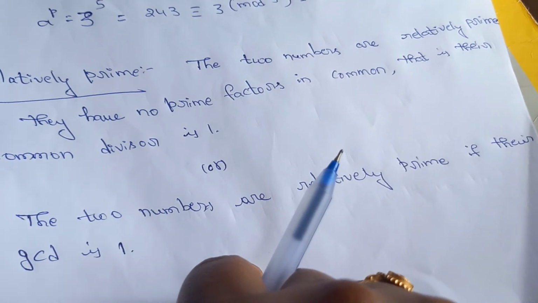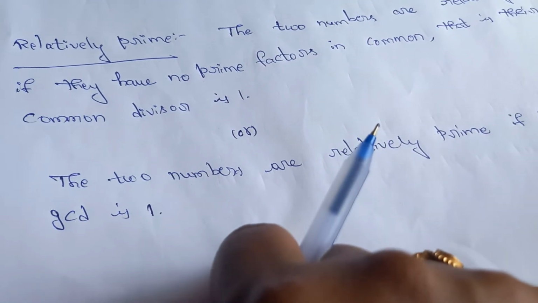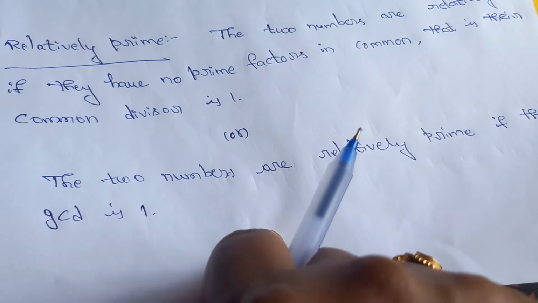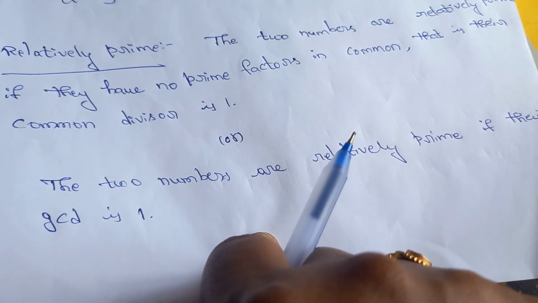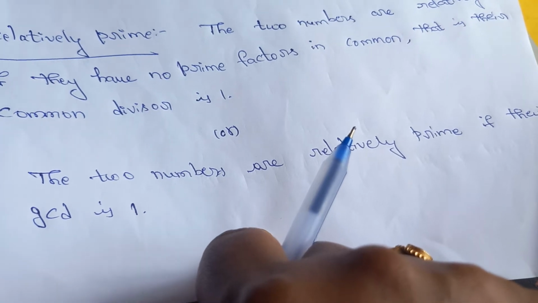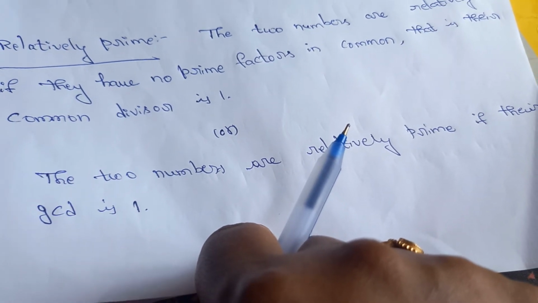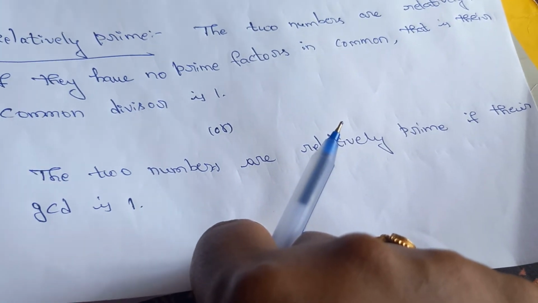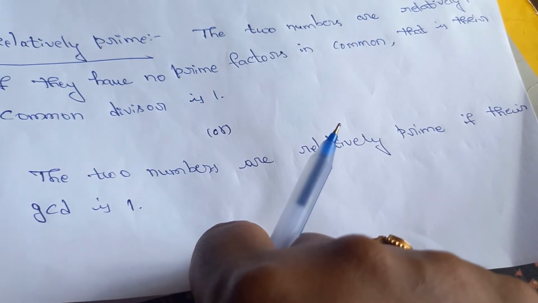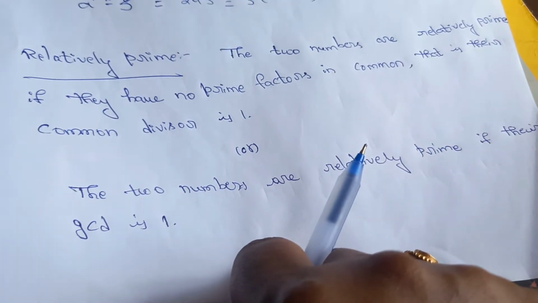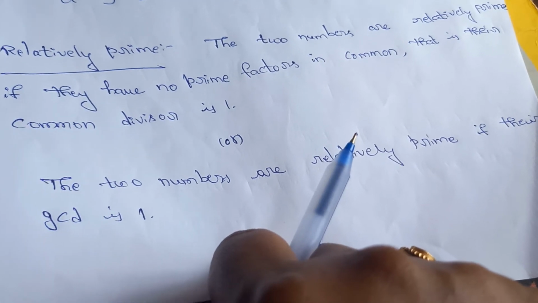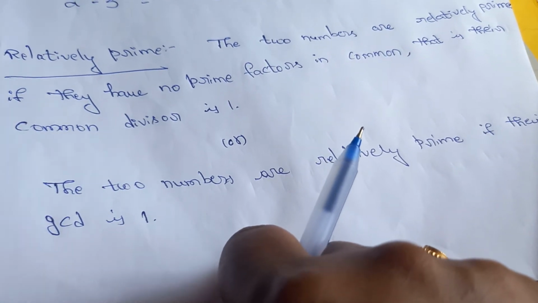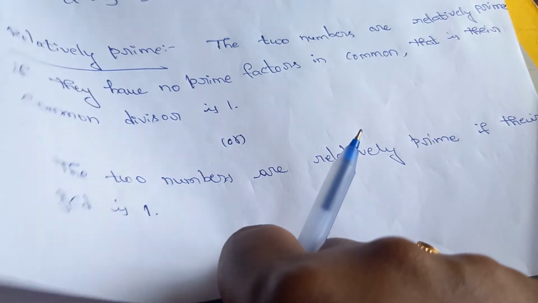Consider one example for relatively prime: 7 and 19. 7 equals 1 into 7. What are the divisors of 7? 1 and 7. What are the divisors of 19? 1 and 19. The common one is 1, so we can say that 7 and 19 are relatively prime.